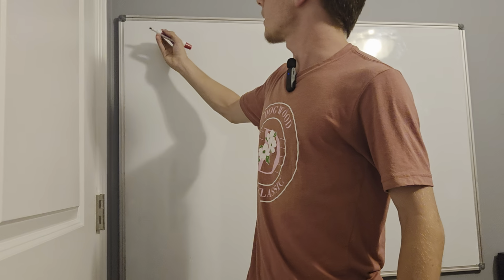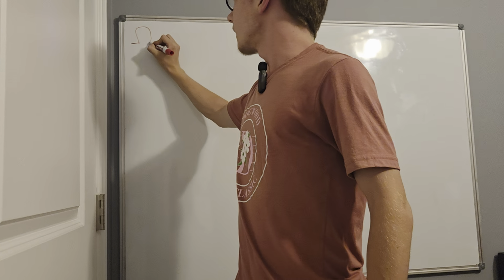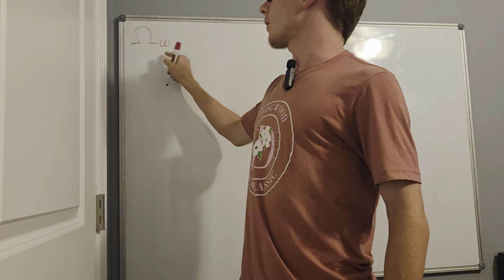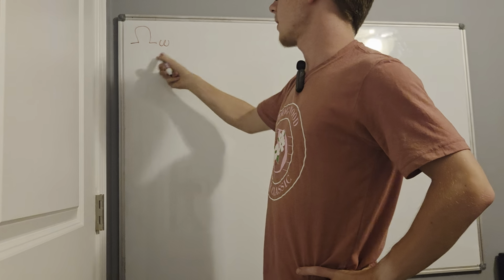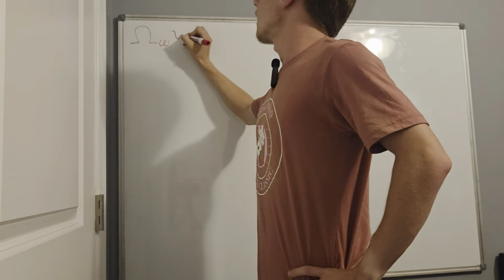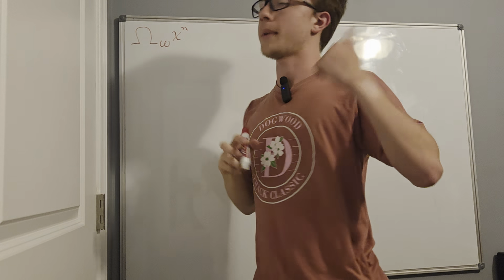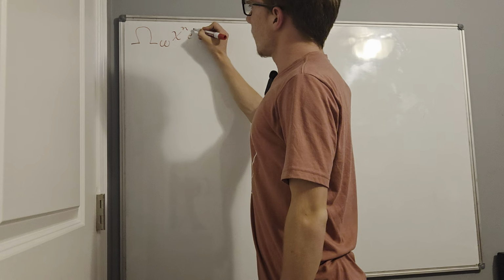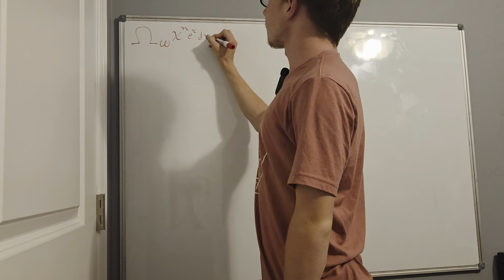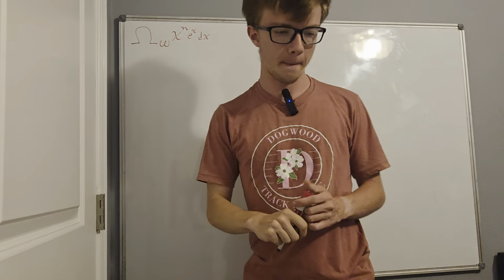So I'm just going to write it up here. I'm going to have a little omega down here because I'm going to use n for something else. So the omega derivative of x to the n, where n is a constant, so it's going to be some power, e to the x with respect to x. And what's that going to be equal to?